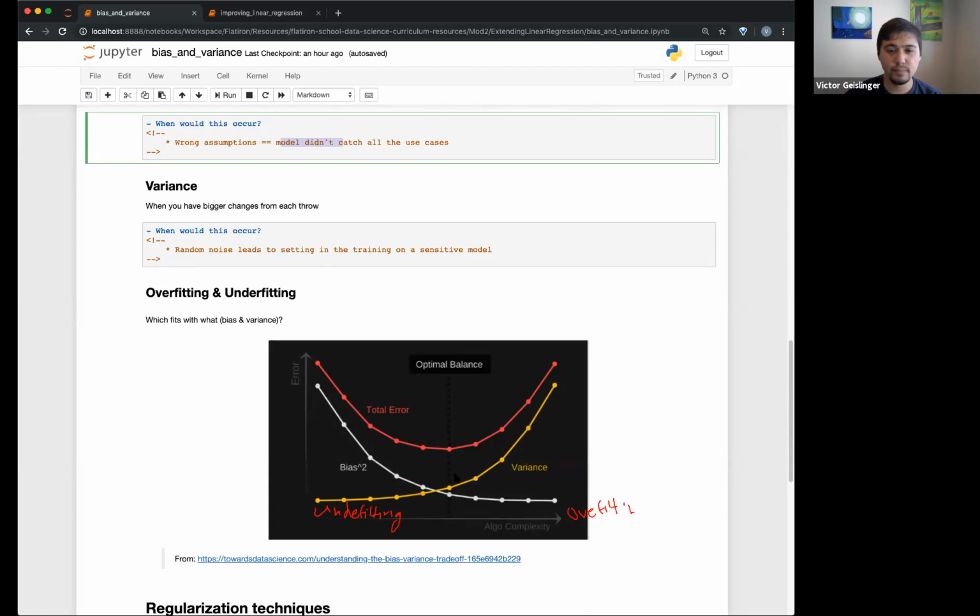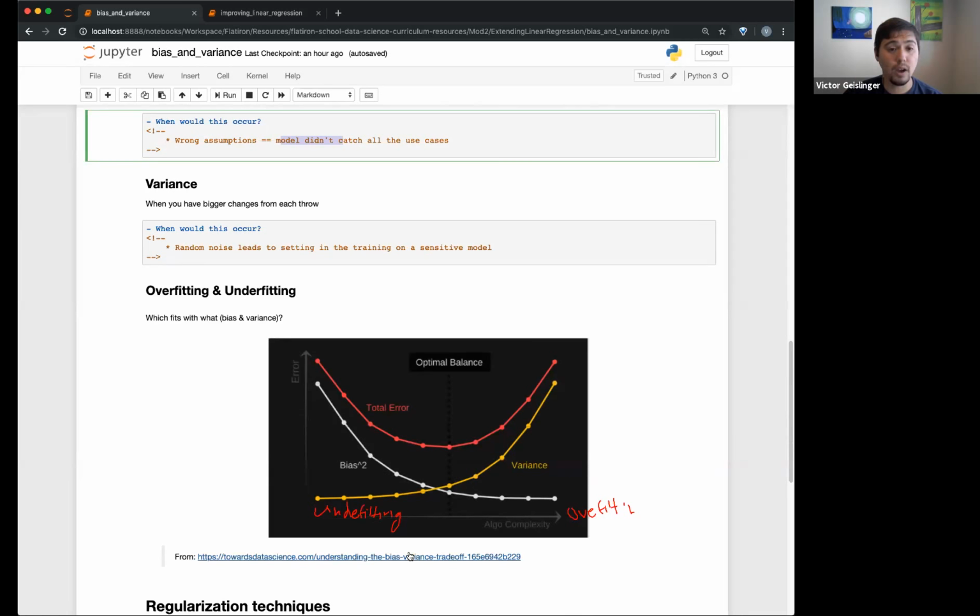Okay. All right. And there's this article here also in the curriculum. This is where the picture came from, but it kind of gives an explanation of this trade-off between bias and variance. Okay. Any questions on any of this bias and variance? Cool. Thumbs up, thumbs down? Cool. All right, cool, guys.